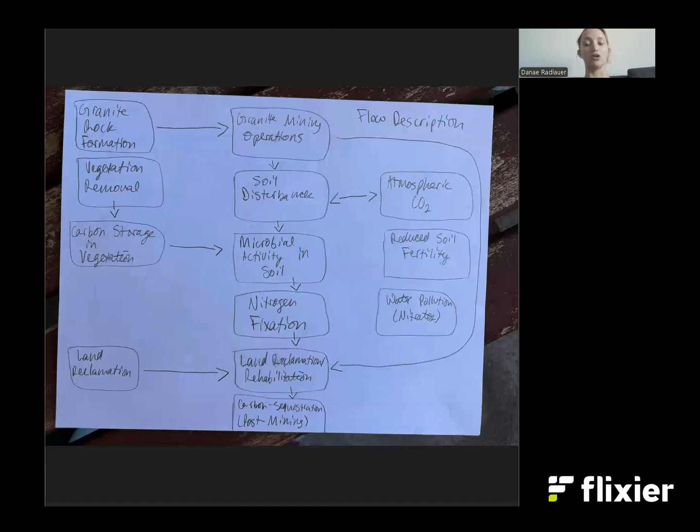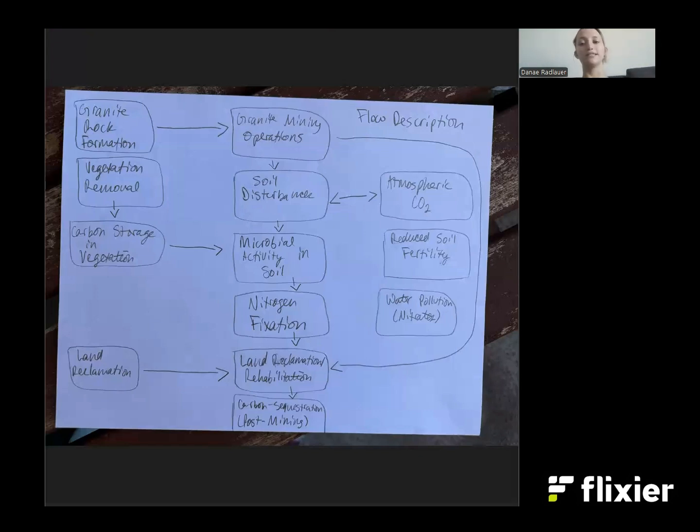Nitrogen fixation also leads to increased soil fertility. Reduced soil fertility leads to further nitrate water pollution. To compensate for poor soil, people may overuse fertilizers, worsening nitrate runoff. The bottom of the diagram is the reclamation side. Land reclamation and rehabilitation leads to carbon sequestration, which is post-mining. Efforts to restore the land lead to regrowing vegetation and resequestering of carbon.